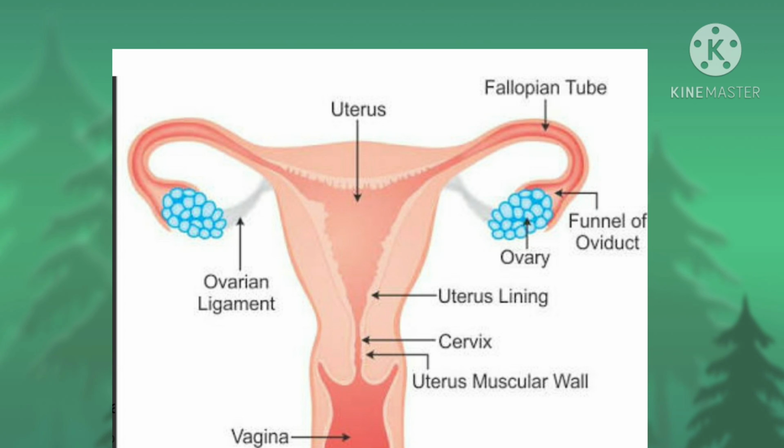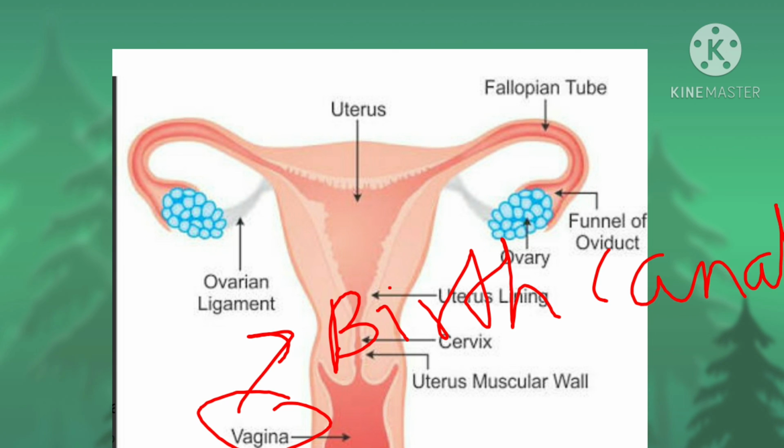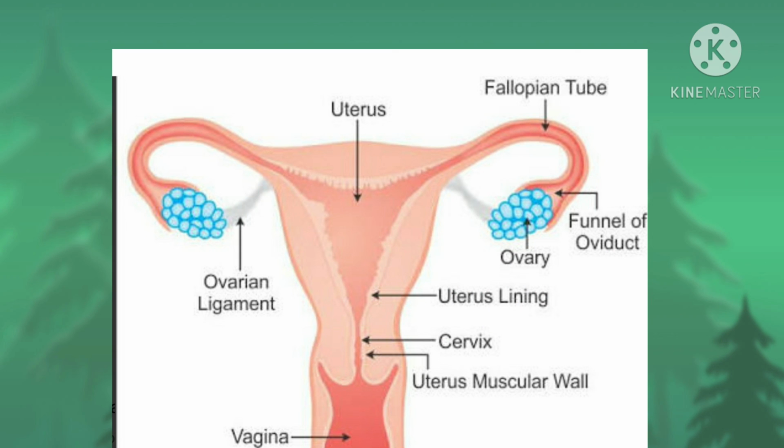Next, the lower part of the uterus is called the cervix, and the uterus is made up of a muscular wall, and after that the vagina, which is also known as birth canal or copulatory canal. That means this is the pathway for the coming out of the baby from the female body. And this process is called parturition.